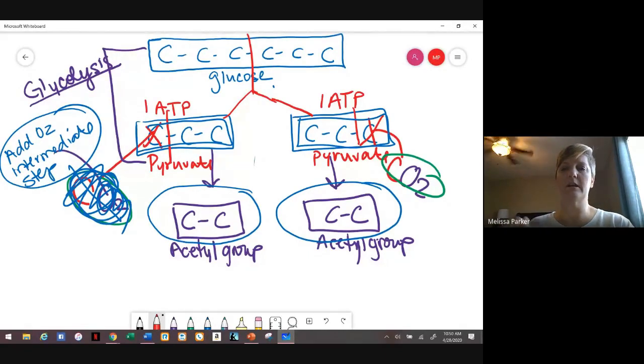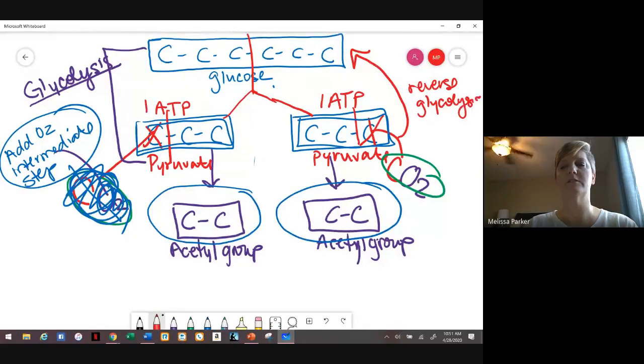You want to make sure that you're getting to the acetyl group to put that through the Krebs cycle. That's the whole purpose of the intermediate step, okay? Glycolysis, the purpose of it is to convert glucose to pyruvates. The process of taking two pyruvates and making a glucose is called reverse glycolysis, because we're going the opposite direction, which you'll learn later. But when we have glycolysis, that is reversible. We can go either direction. But once you add oxygen, you can't go back. Adding oxygen is called the intermediate step, and its purpose is to get to the acetyl group.